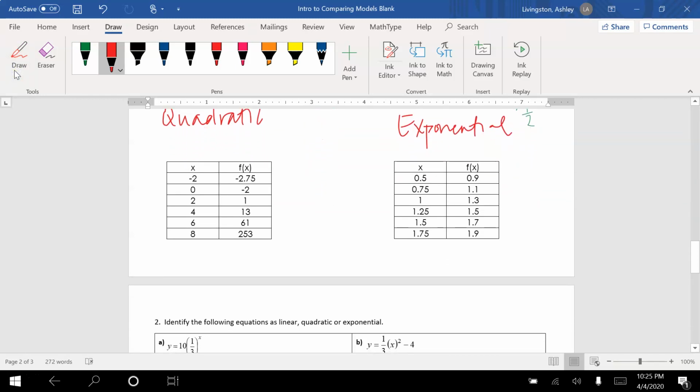And then let's just do one more to look at it. We're actually going to do the fourth one here, and we'll leave that third one for you for fun. So if I look from 0.9 to 1.1, I am adding 0.2 every time. I'm just following that pattern. So therefore, this one is linear.